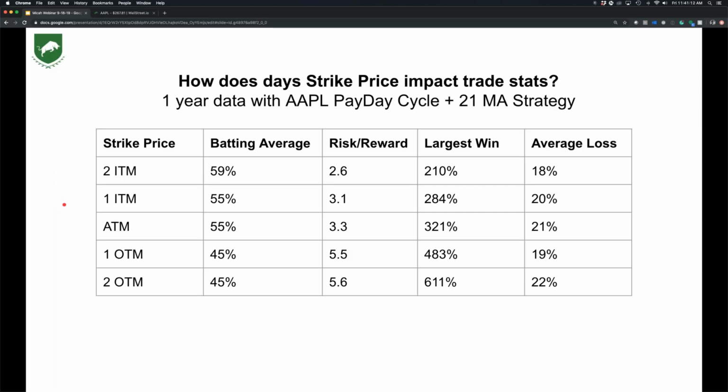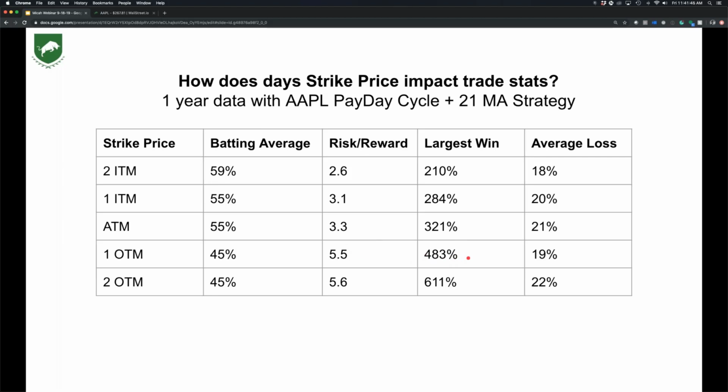And it turned out for these payday cycles for Apple and the 21-day moving average strategy I gave you, 30 days out worked the best. Then we took that 30-day out option and we said, okay, if you go 30 days out, now should we be buying in the money, at the money, or out of the money options? It turned out in the money options had a higher batting average. Out of the money options, as you can see, went down in batting average, but the risk reward was insanely good for out of the money. And you can see the largest win was insanely good for out of the money.